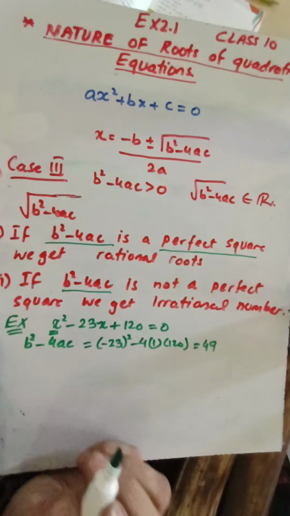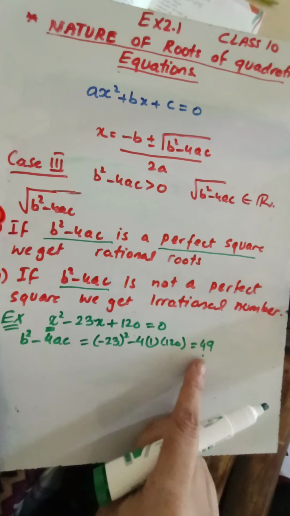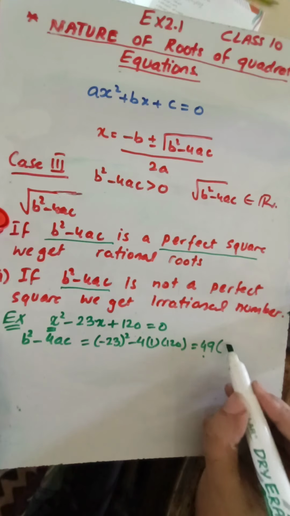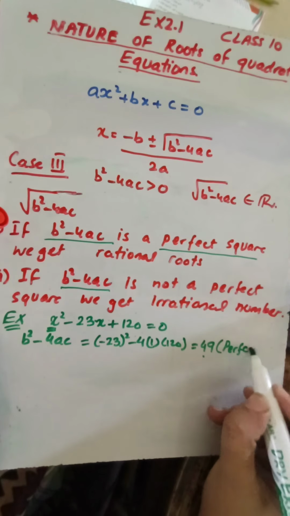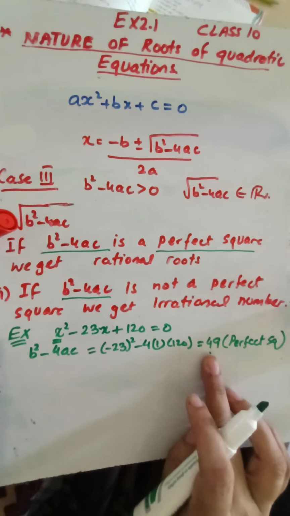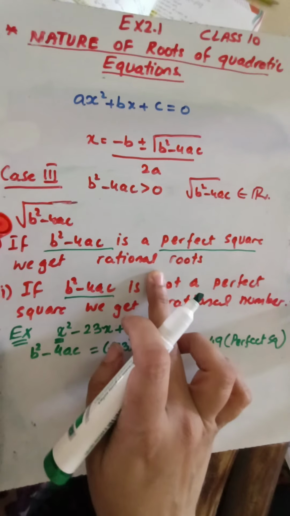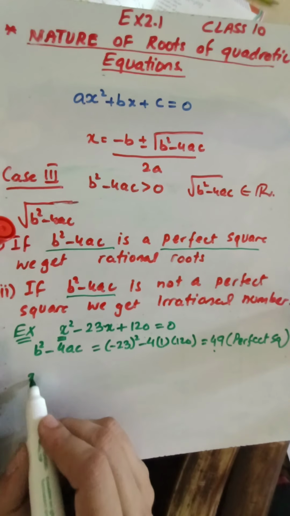49. Okay, so for this example, the discriminant is 49, and as you may see, it is a perfect square. As it is a perfect square, according to this statement, it should give us rational roots. Okay, let us find the roots.